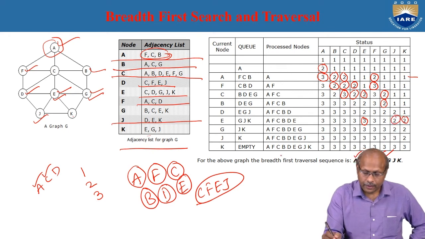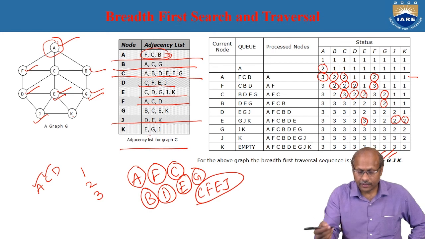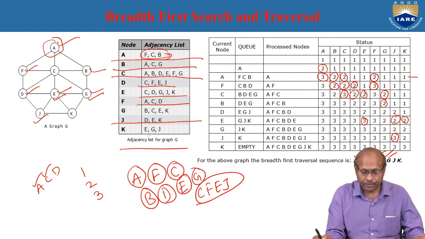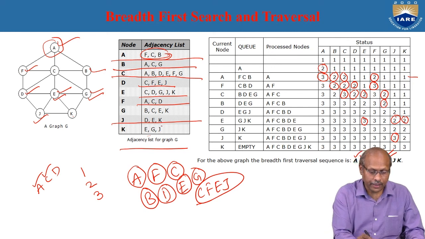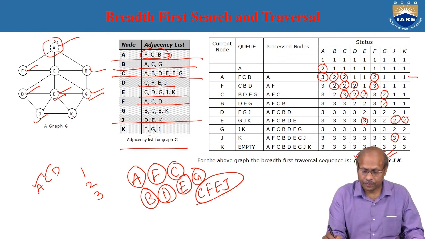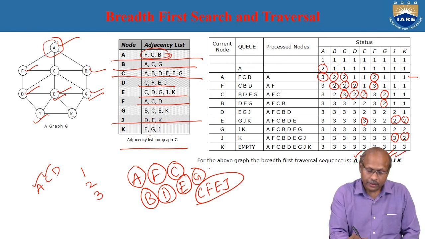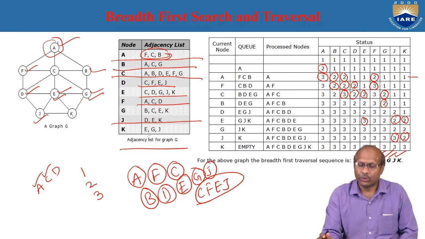Okay. Next G. You dequeue G, then change the status to 3. After changing the status to 3, now its neighbors are E, G, J. Now change its status also to 2. Once J is over, that means J is popped out. It says its status is over.